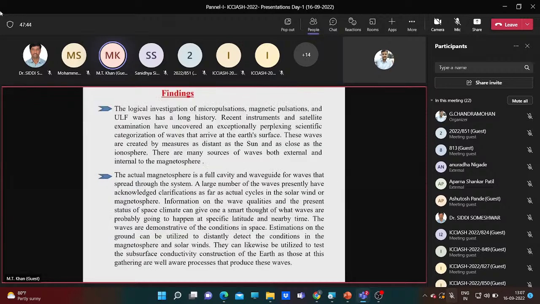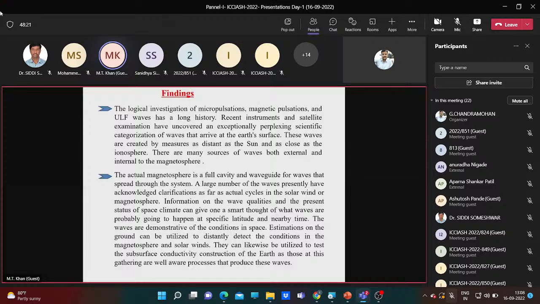Finally, the findings. The scientific investigation of micropulsations, magnetic pulsations, and ULF waves has a long history. Recent instrument and satellite observations have uncovered an exponentially more complex taxonomy of the waves that arrive at the Earth's surface. These waves originate as far away as the sun and as close as the ionosphere. There are many sources of waves, both external and internal to the magnetosphere. The magnetosphere itself is a cavity and waveguide for waves that spread through the system.